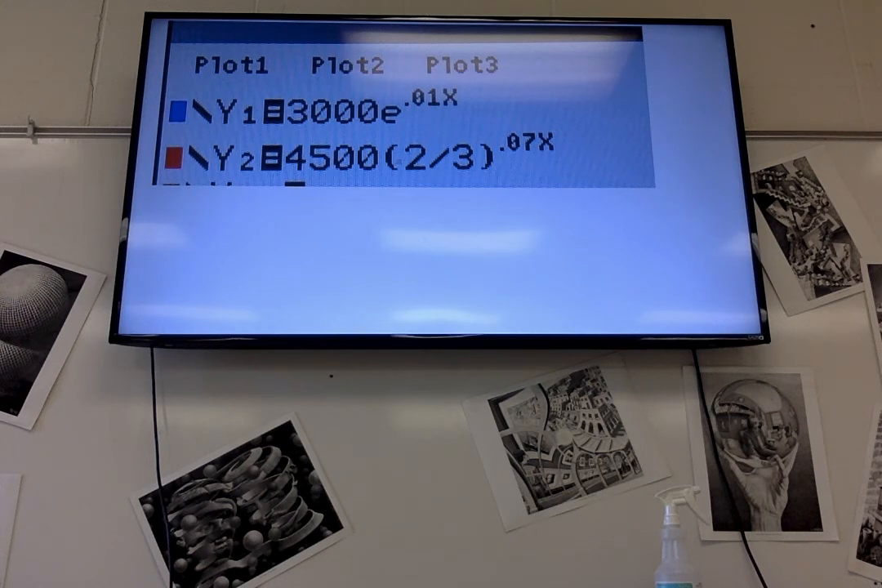And yours may actually show the caret key. And if it does, that's fine. Just make sure you close the parentheses after the caret key. That's what makes it a power.